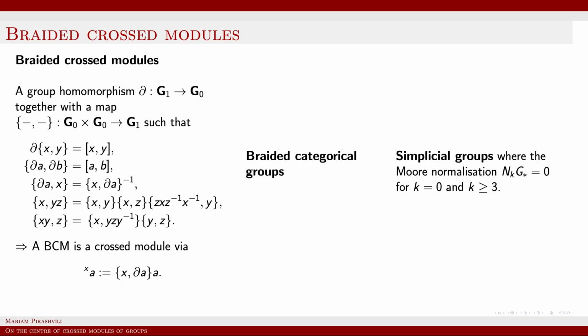So there exist braided categorical groups, and in the world of crossed modules, these translate to something that initially is not a crossed module at all. It's given as a homomorphism together with this bracket. But then it turns out that this bracket, with all of these properties, defines a crossed module because we can define an action via this bracket of G0 on G1. So here x is in G0 and a is in G1.